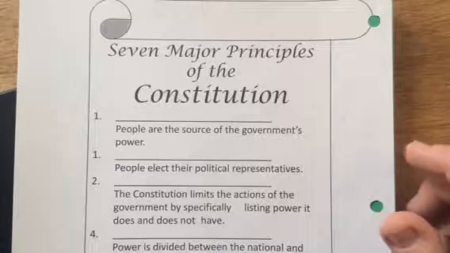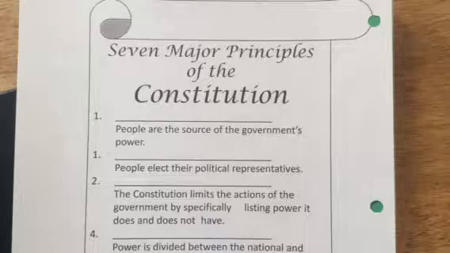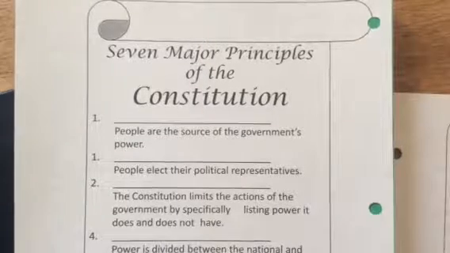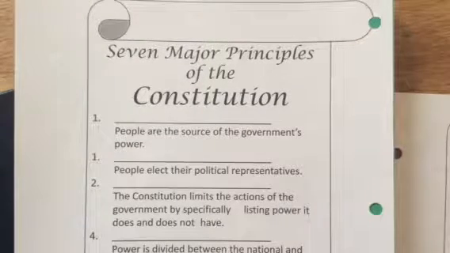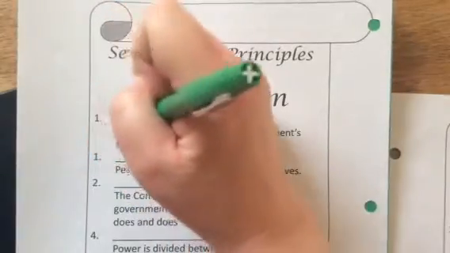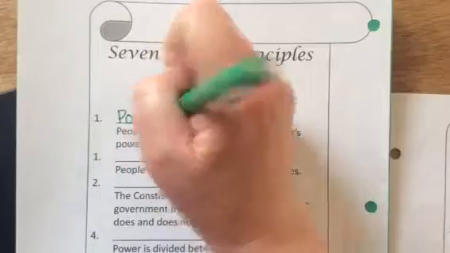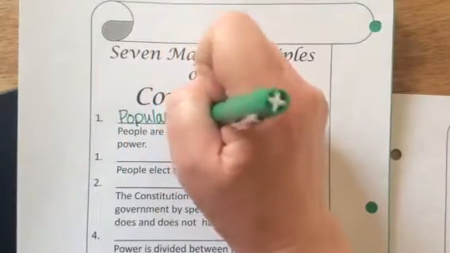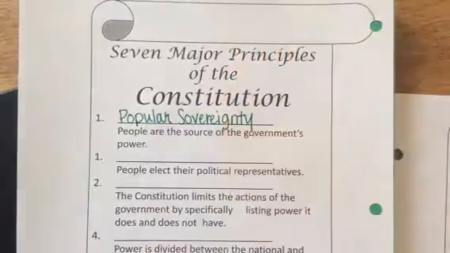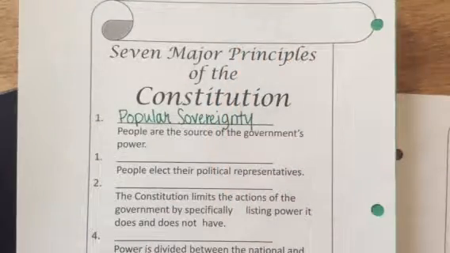Okay, so the first thing that we're going to look at is the 7 principles of the Constitution, and there are 2 pages of notes here, front and back. We're just going to do 1 page, that's 1 video, and then the back will be another one. So, our first major principle is popular sovereignty. And again, I'm going to go pretty fast through this, so if you need to pause it, you're more than welcome.